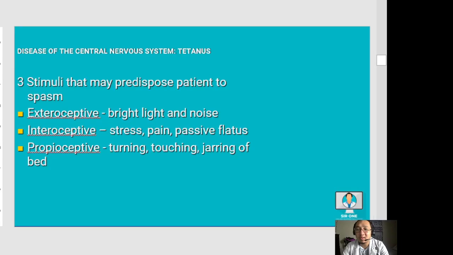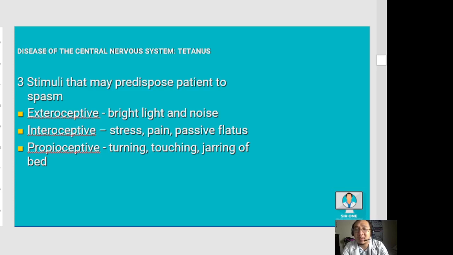Then next is just to mention what are the ways that a patient may be put into episodes of spasms or convulsions or seizures. One is exteroceptive. They may be stimulated by noise or bright lights. So put the patient in dim light, in a quiet room, isolated room. Interoceptive: stress, pain, passive flatus, as simple as flatus can elicit spasms. So again, do not stress, do not inflict pain as much as possible on the patient.